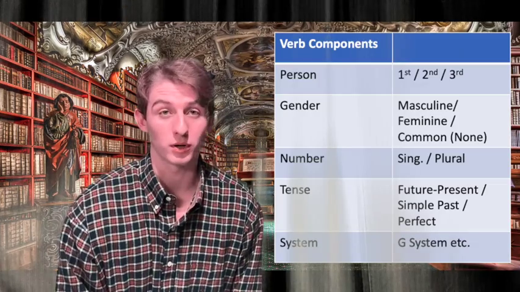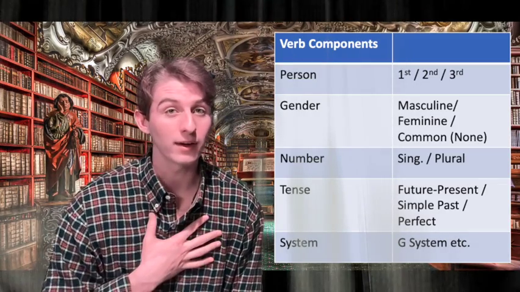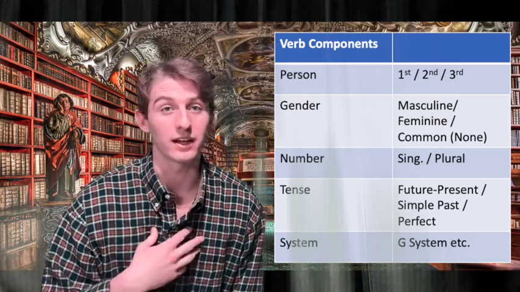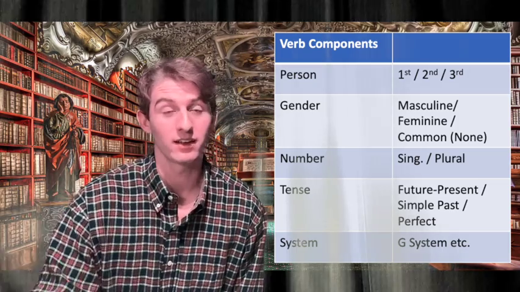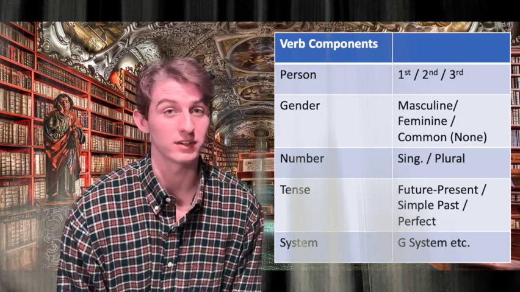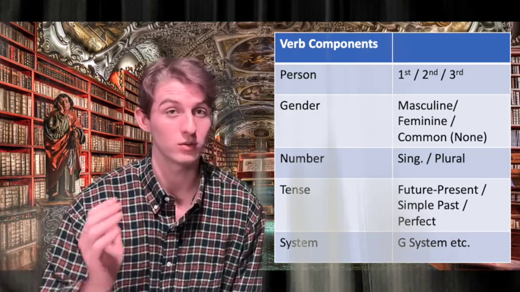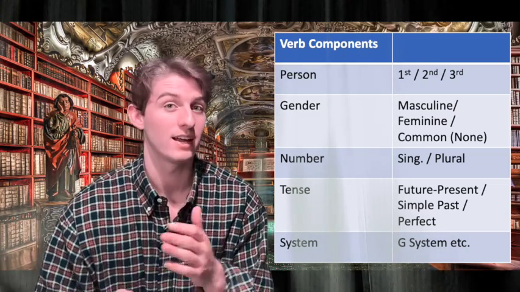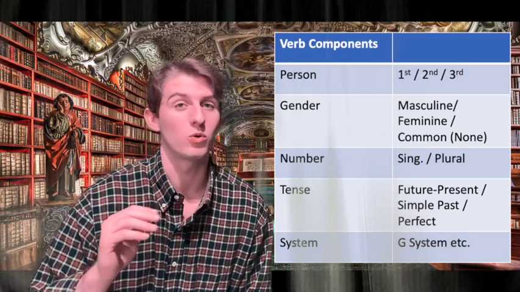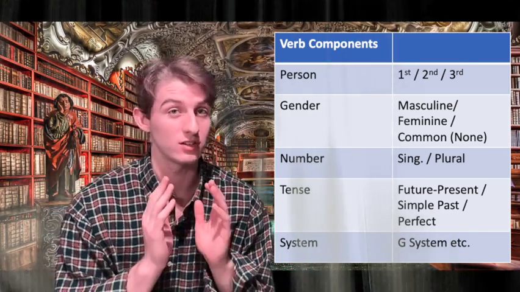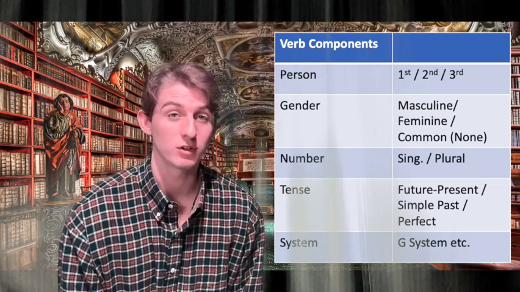In addition to system, which tells us the particular meaning of a verb to interpret, verbs also have several other components, including person, like first person, I or we, second person, like you or y'all, or third person, like he, she, it, or they. And verbs can also have different genders, like masculine or feminine, which would be the difference between he and she, or number, which is the difference between he or they. It shows plurality. There's either a singular or there's a plural. Lastly, verbs have different tenses.